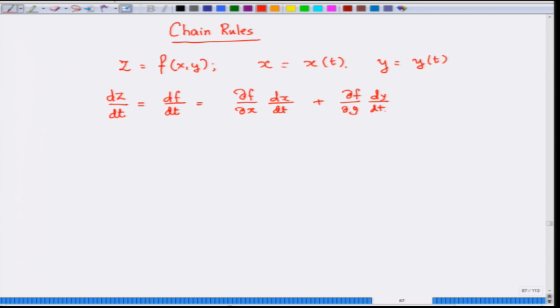You can have simple examples of this. For example, if you have say f of x y is equal to x square minus y square, then suppose x is given equal to sin t and y is given equal to e to the power t.